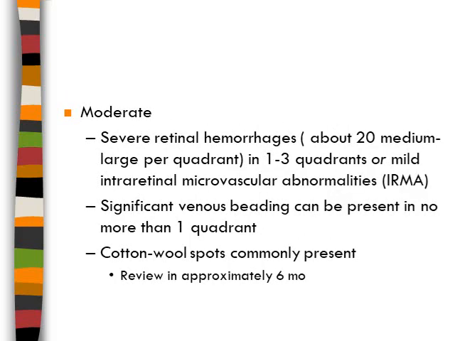Moderate disease includes severe retinal hemorrhages, about 20 medium to large per quadrant in 1 to 3 quadrants, or mild intraretinal microvascular abnormalities. Significant venous bleeding can be present in no more than one quadrant. Cotton wool spots are commonly present. In such cases, the patient should be reviewed within 6 months, because development of proliferative retinopathy, which needs urgent treatment, is a real concern in these cases.